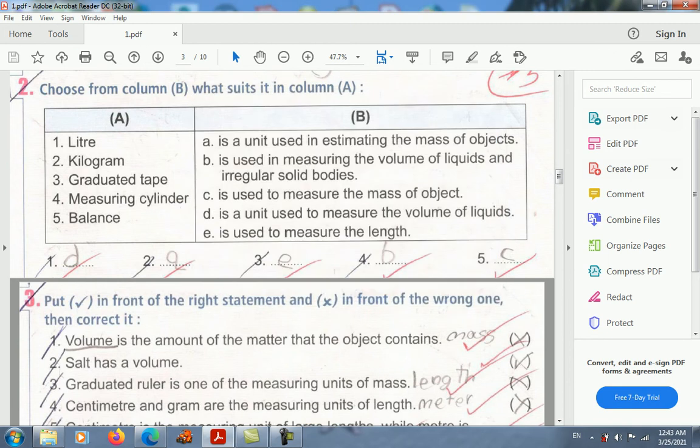First of all, is kilogram a unit or is it used to? It's a unit. A unit to measure what? For estimating the mass of objects. So it's letter A. So number 3, graduated tape. It goes with E, which is used to measure the length. 4, measuring cylinder goes with B. It is used in measuring the volume of liquids and irregular solid bodies. 5, balance. It goes with C. Balance is used to measure the mass of objects.